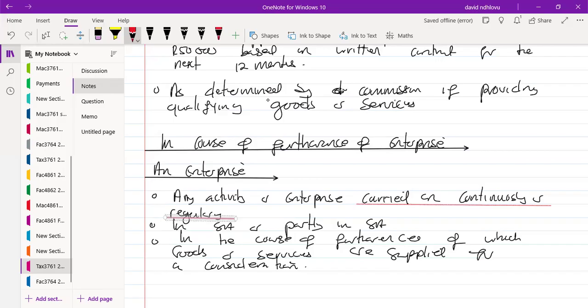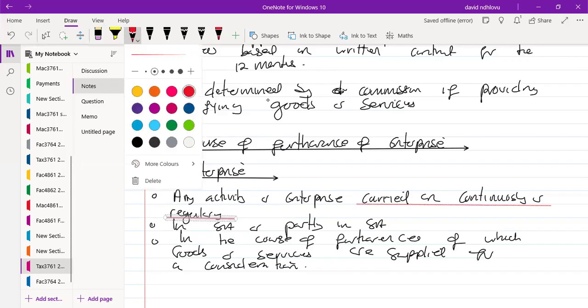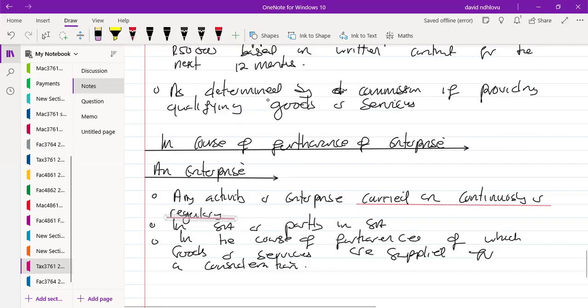It must be carried on in South Africa or partly in South Africa. So for it to attract VAT in South Africa, that enterprise that you are carrying on continuously must emanate from or originate from South Africa, or part of it is actually provided in South Africa. In the furtherance of which goods and services are supplied. So there must be a supply of goods or services for a consideration.